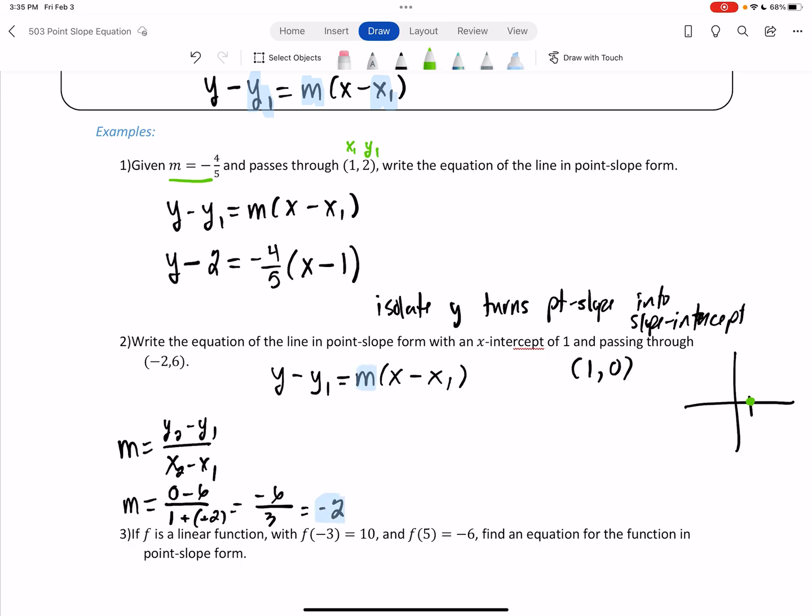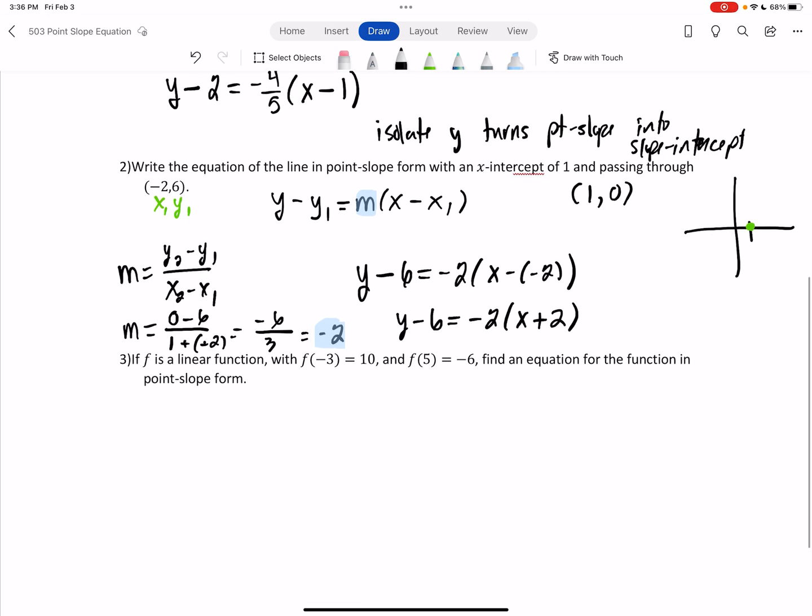So now I have my slope, negative 2. I have my point, x1, y1. I'm going to plug those numbers into my equation. Y minus y1 is m times x minus x1. Again, you don't have to do any simplifying, but we don't often write things with minus negative, so we could rewrite this as y minus 6 is negative 2 times x plus 2.